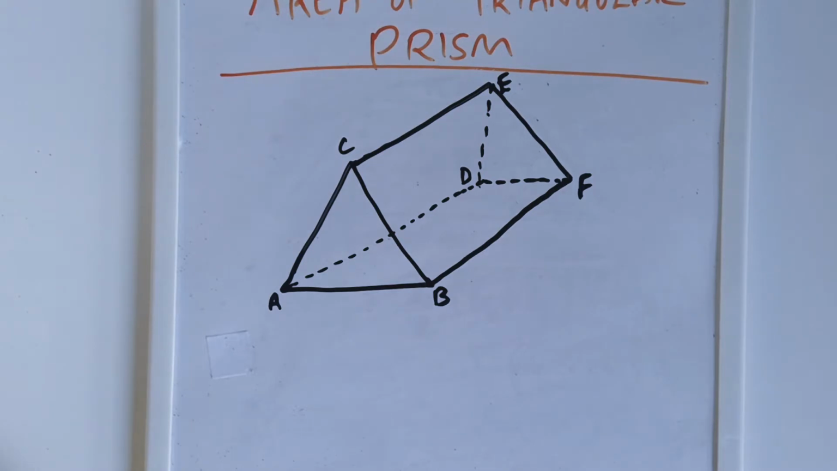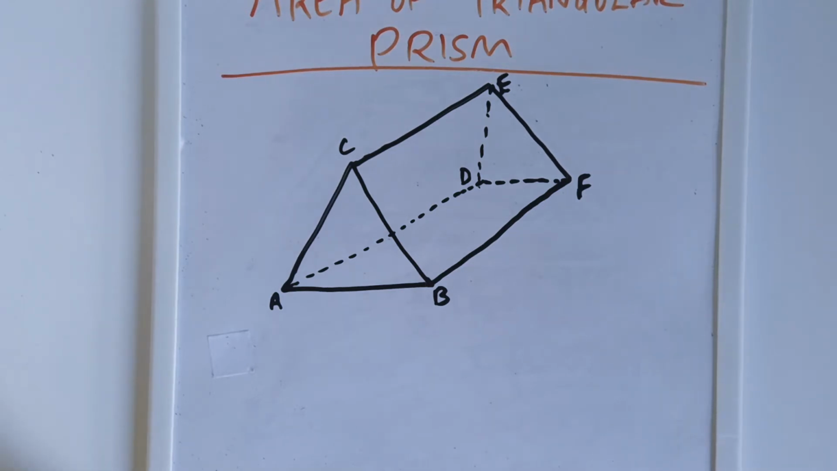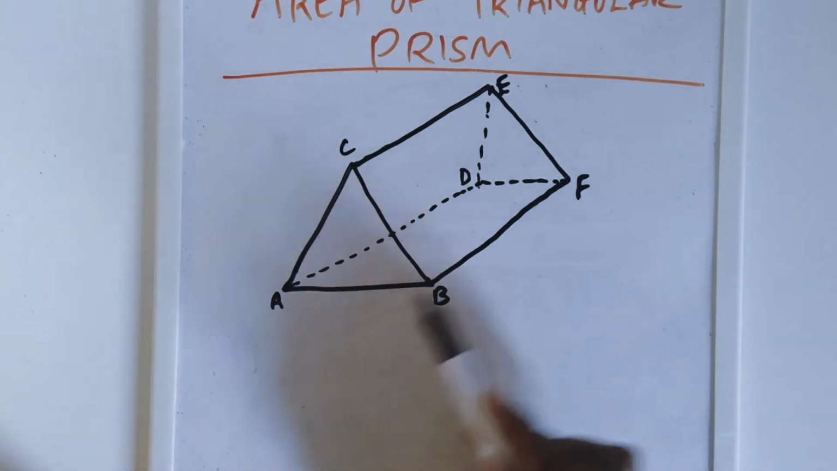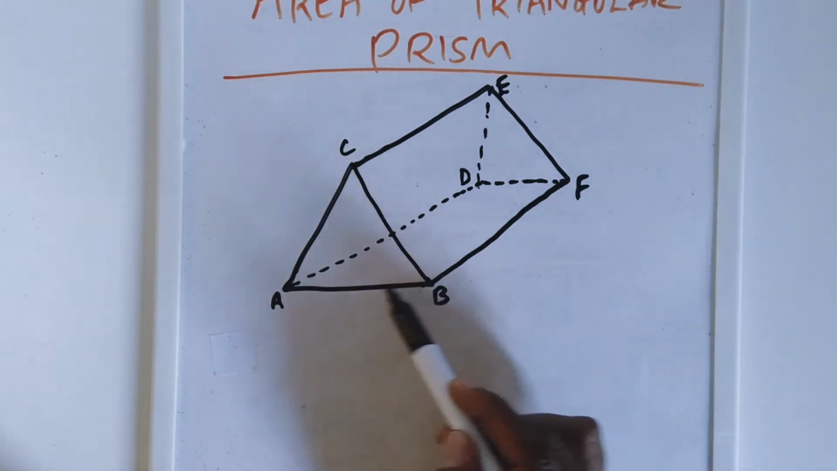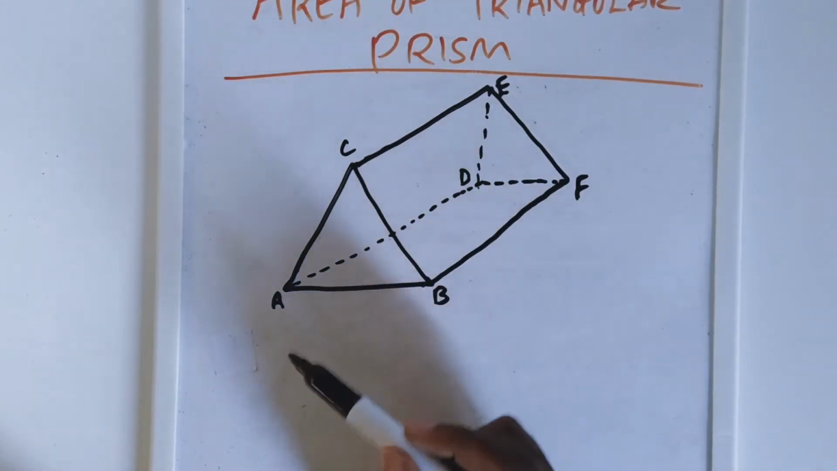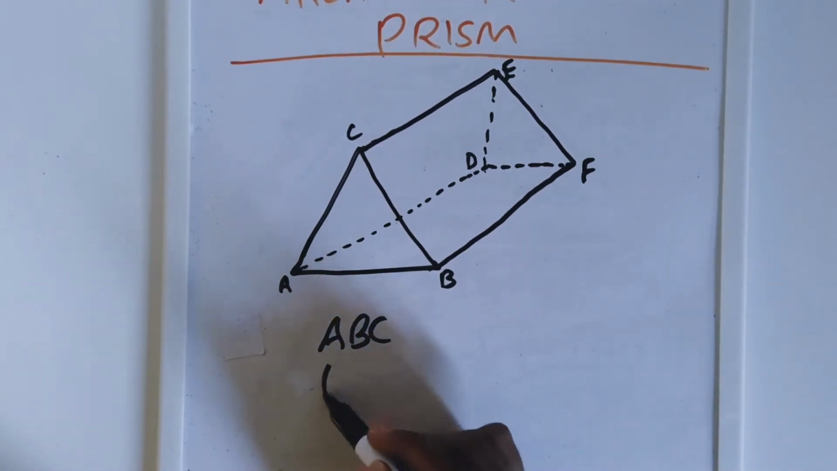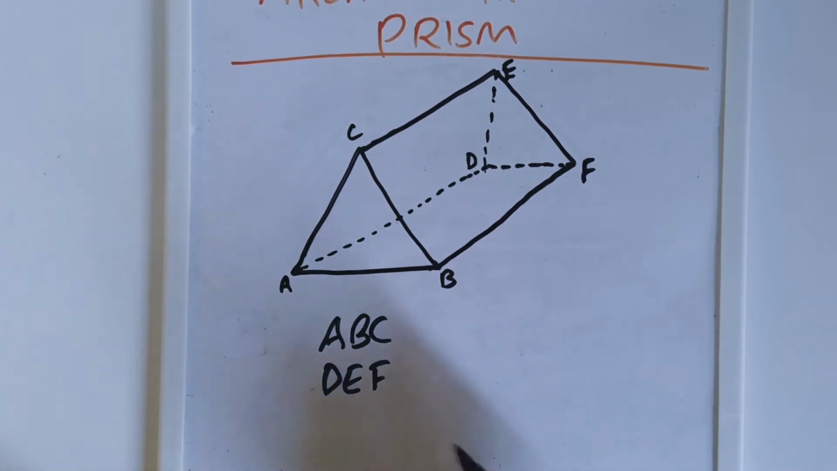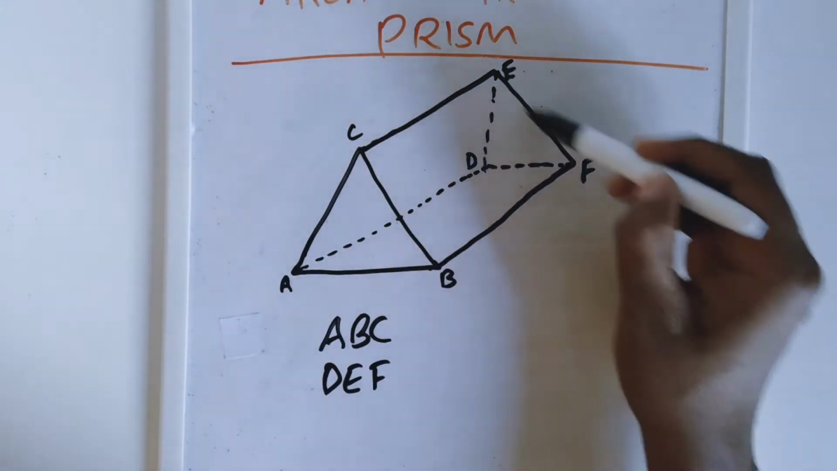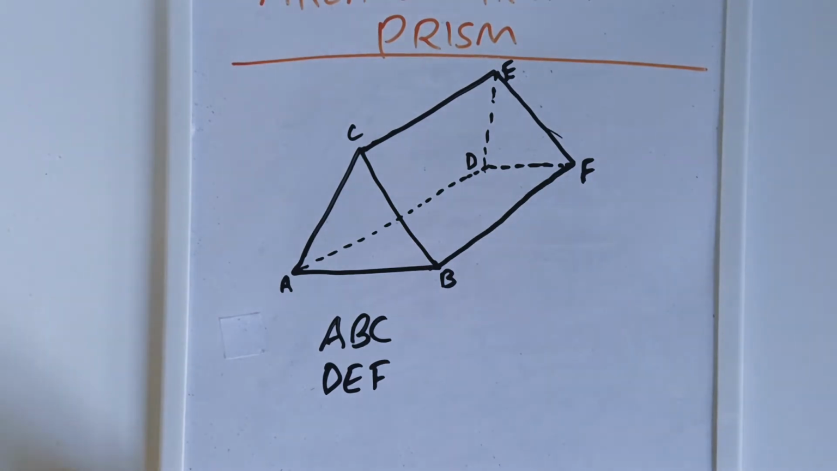When finding the surface area of a triangular prism, the easiest way to solve such a problem is to find the area of every figure and then add all of them together. For example, in this triangular prism, there are two triangles, A, B, C, and D, E, F. This shape here and that shape are two triangles. Also, there are three rectangles.